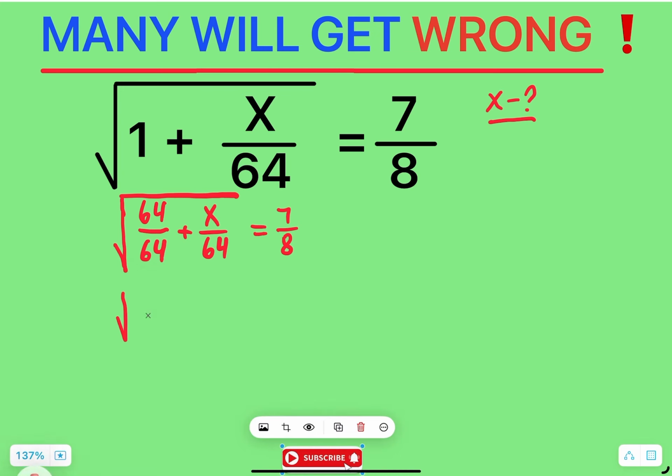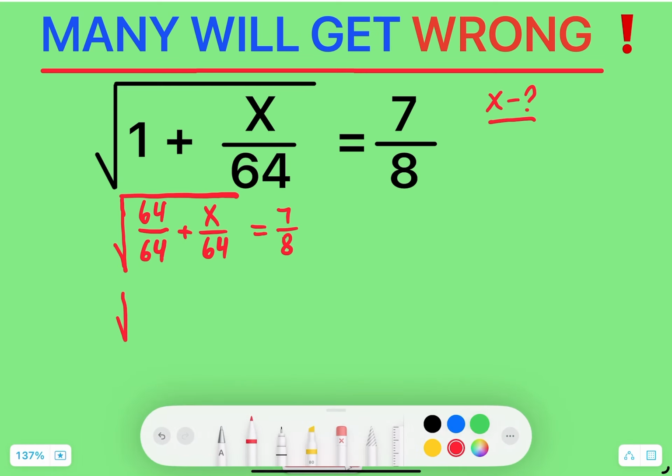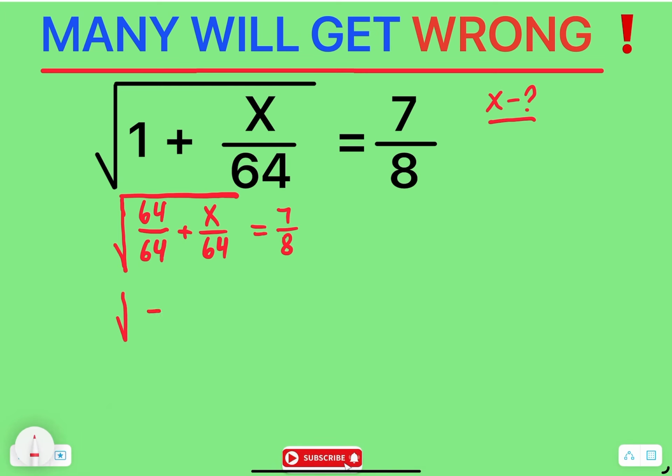So for denominator, we have 64. And numerator, we're gonna add them together. 64 plus x equals to 7 over 8.